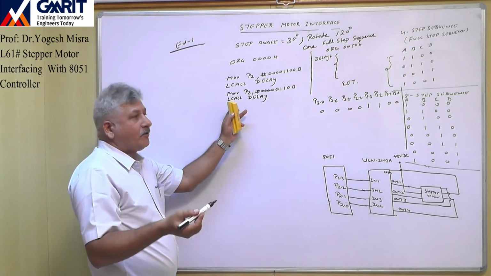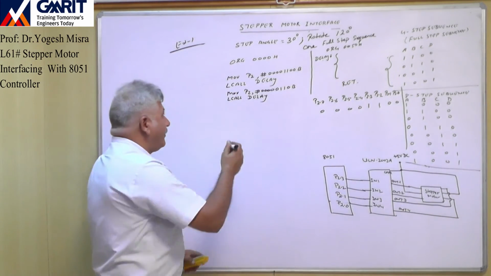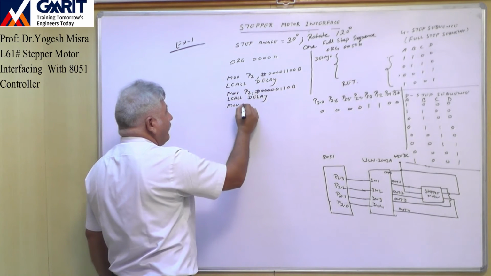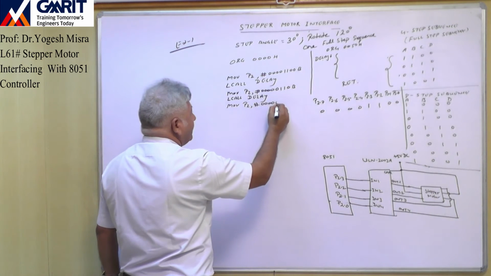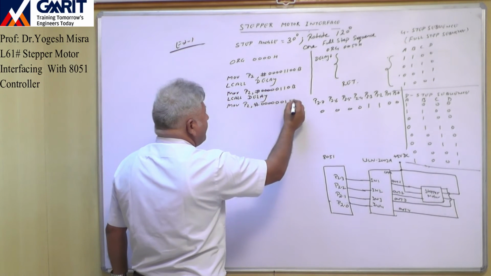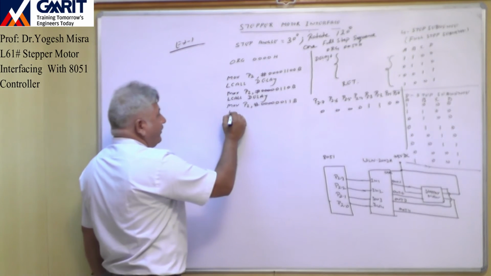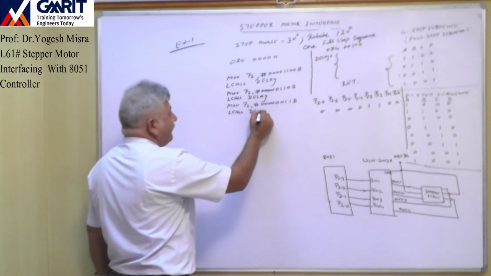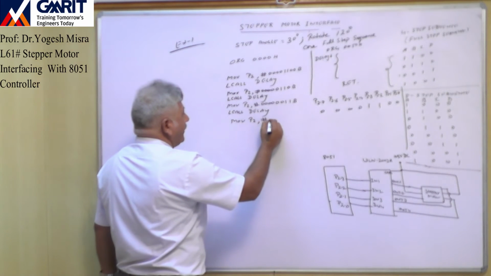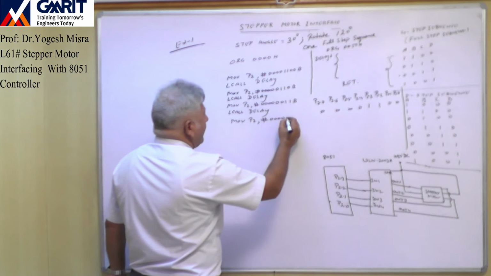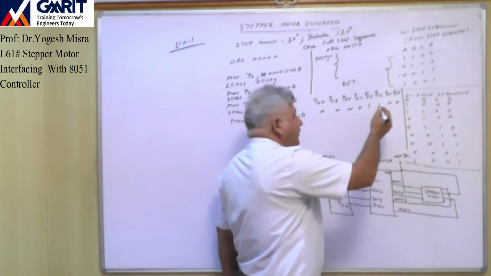Now we have to send the third sequence, so that the motor rotates another 30 degree. So here I will write move P2, hash 0 0 0 0, then the sequence is 0 0 1 1 B. After this again I'll call delay. Then the fourth sequence: move P2, hash 0 0 0 0, and then 1 0 0 1 B. 1 0 0 1 is the fourth sequence.